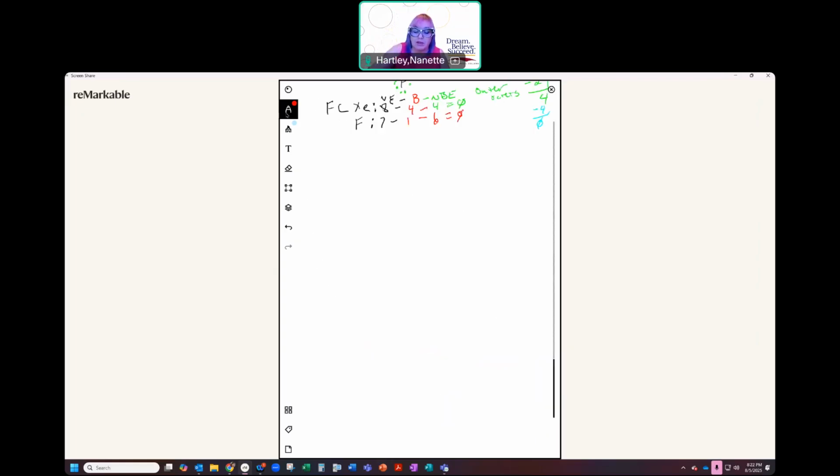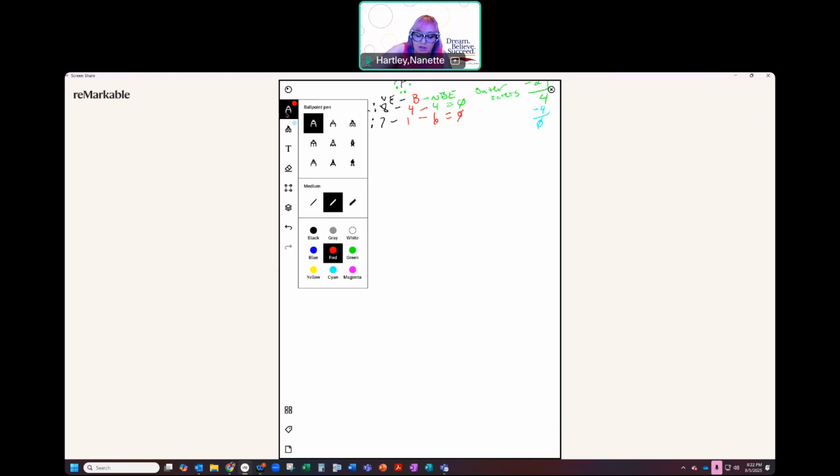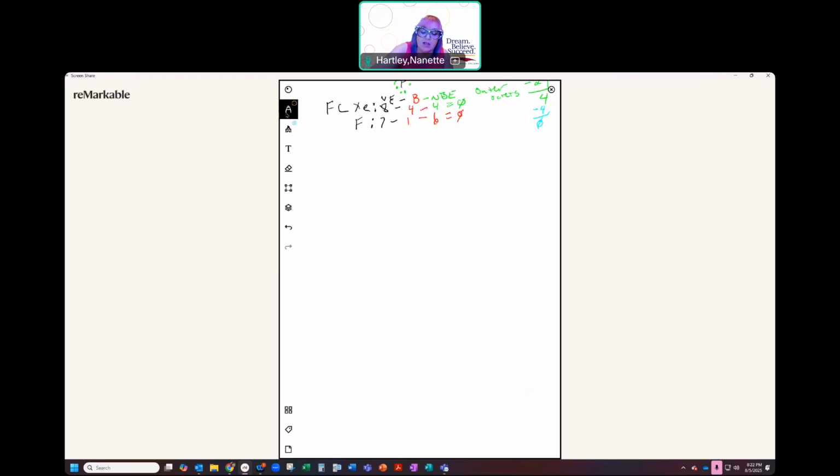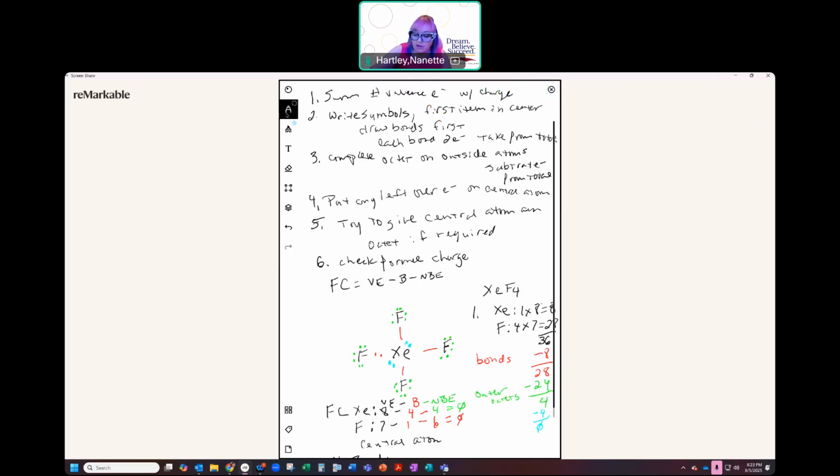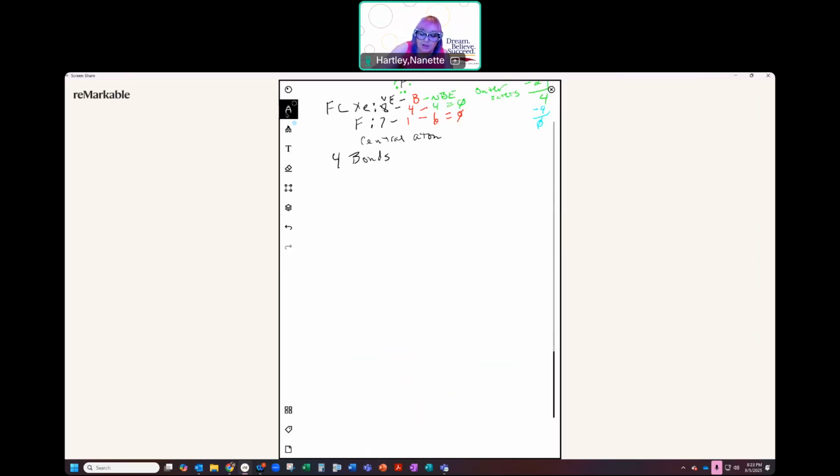I move things up a little bit. Why did I do that? Because I wanted some space. So what I have is 4 bonds on my central atom, 1, 2, 3, 4, and then 2 non-bonding pairs.